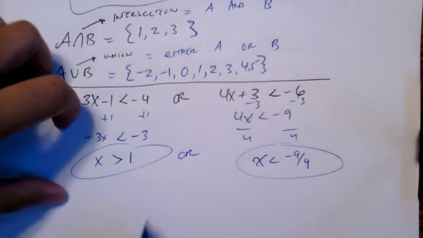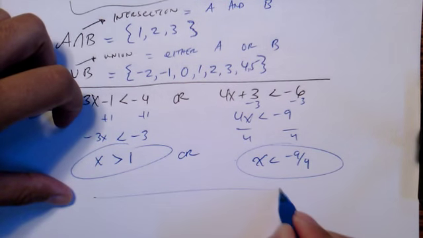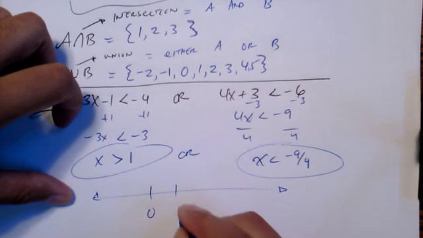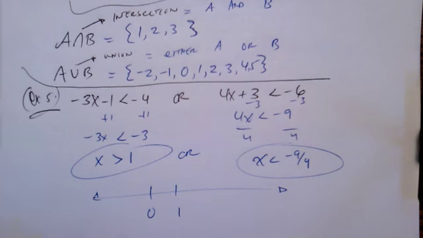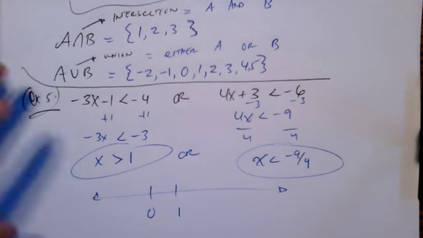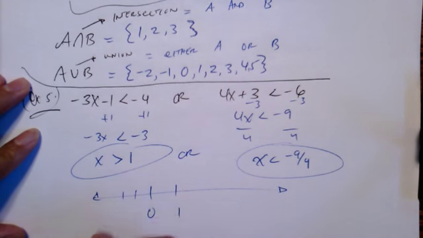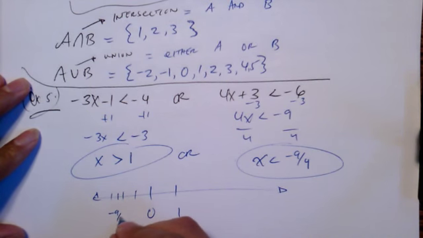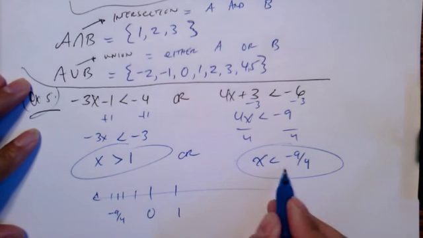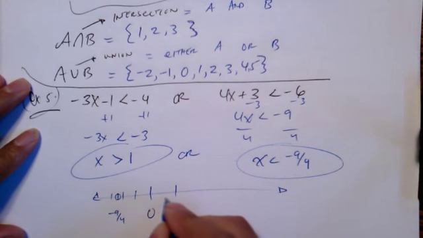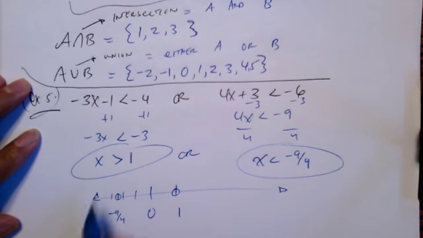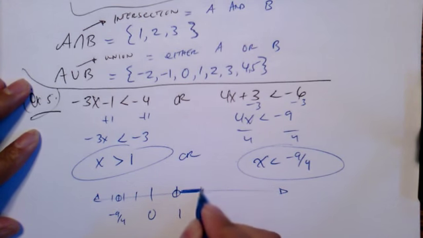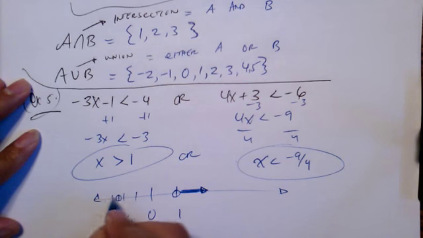Putting this on a number line, this would be 0, 1. Negative 9 over 4 is actually negative 2.25. So we'll go 1, 2, 3. It's like right there. So both of these are going to be open, right? Because there are no equal signs underneath it, right? And then x greater than 1 is going to go like this. X is less than negative 9 over 4 is going to go like this.